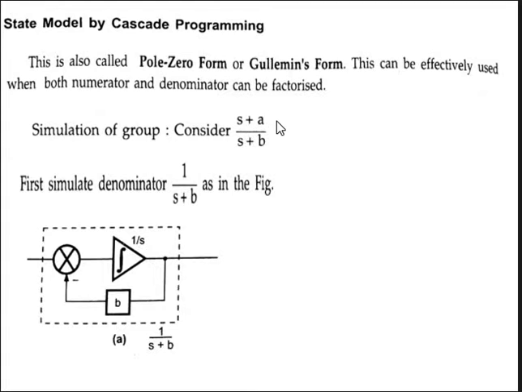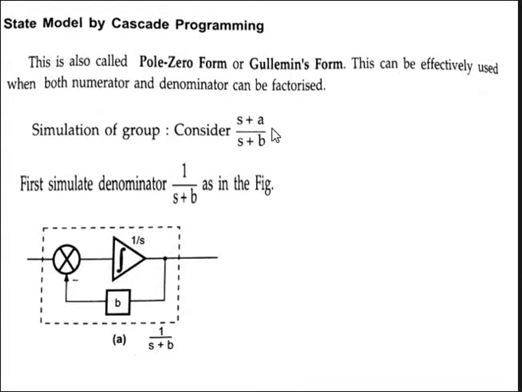And the numerator s plus a. Already we know how to draw the numerator programming. In s plus a, a is not multiplied with any s, and s is multiplied with 1. Already we know there is no s concept in the state model; only the 1 by s concept is there, that means the integration concept. There is no differentiation concept, as we discussed in previous videos. If s is there in the numerator, we connect that block one integrator before. If s square is there, we connect that block two integrators before, like that.